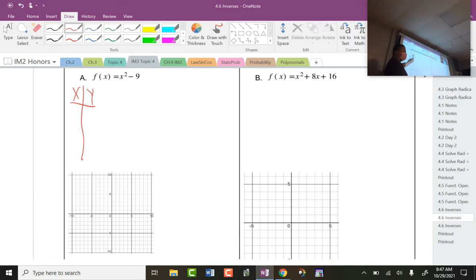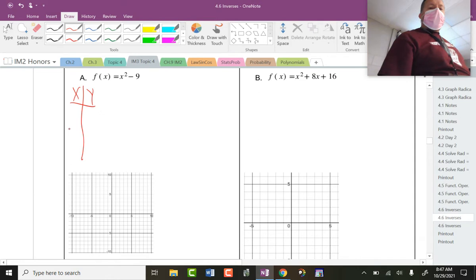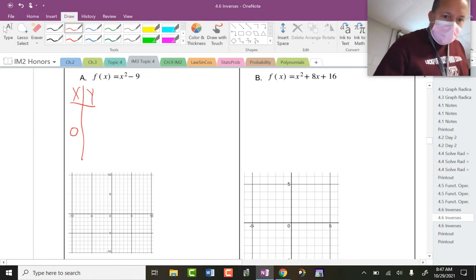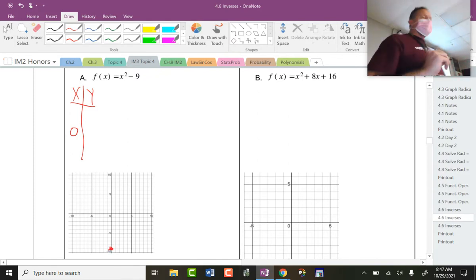Can't remember my chapters because I think chapter 4, not this chapter 4, the other chapter 4. So confusing. I hate not having a book. Solving was 4, graphing was 3. And what I want to do is plug in 0. 0 squared is 0. 0 minus 9 is negative 9. Okay, so I got that all the way down there.